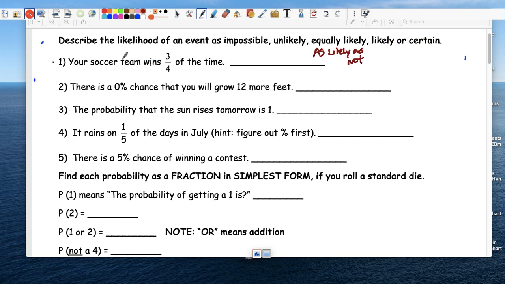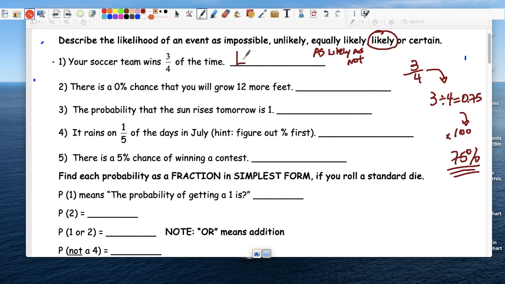Okay, so there's 5. Your soccer team wins 3/4 of the time. Think about what 3/4 is. If you want to change that 3/4, you can do 3 divided by 4, which is 0.75. If you multiply that by 100, you get 75%. If it's easier for you to see it this way, you can change it. So 3/4 is 75%, same thing. And that would be likely.